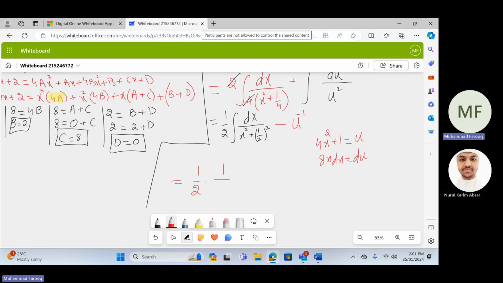Look at here, a is 1 by 2. So 1 over a times tangent inverse of u over a, x over a. Oh, sorry, it is x over a. And here, substitute the u value, please. Do you take it down because the power is negative? Yes, so it is 1 divided by 4x squared plus 1, plus C.